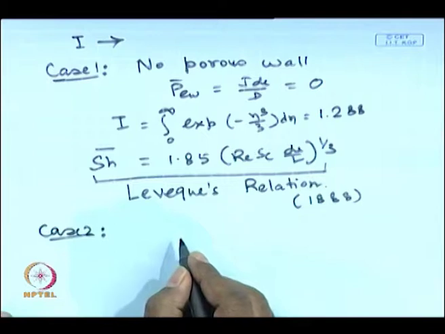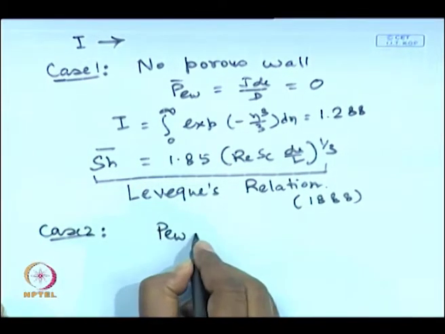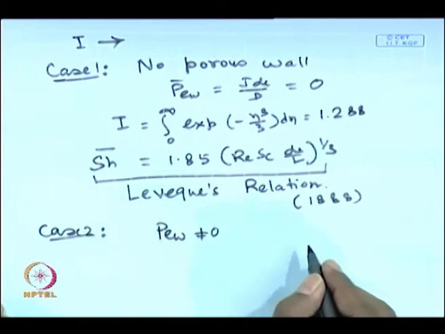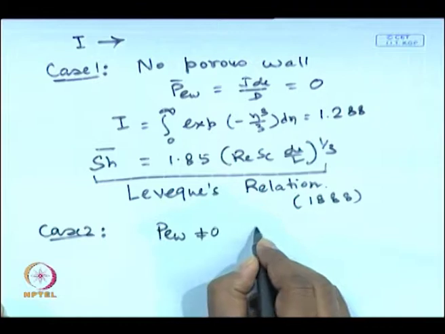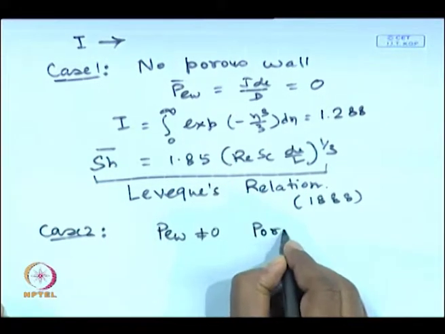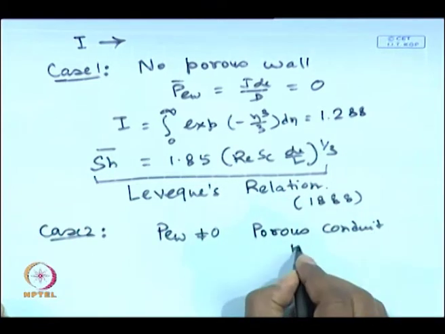This case is of particular interest to us. In this case, Pw is not equal to 0. There is a wall suction present in the system. That means you are talking about a porous conduit, a conduit having a porous wall.